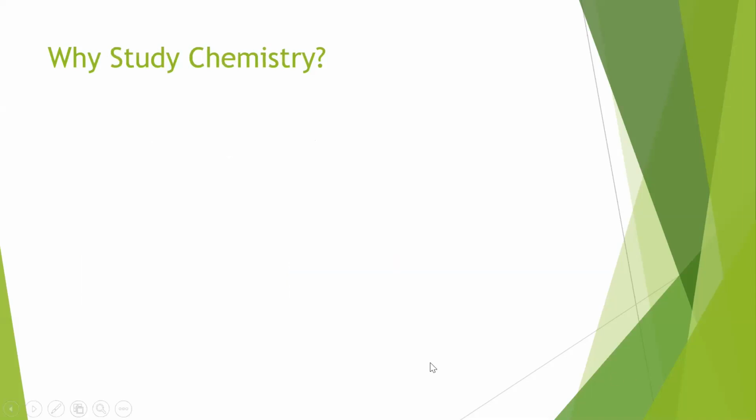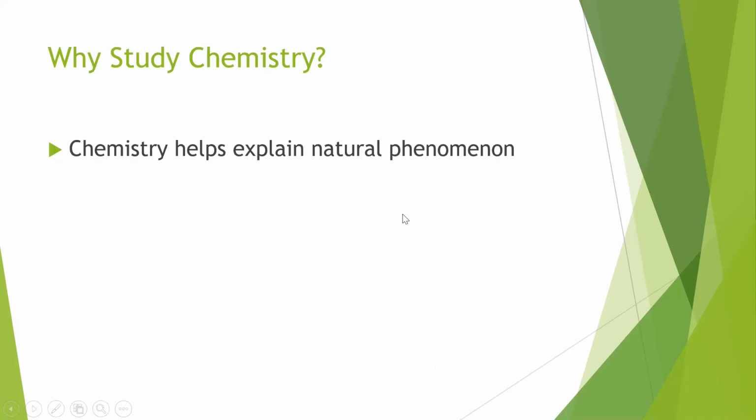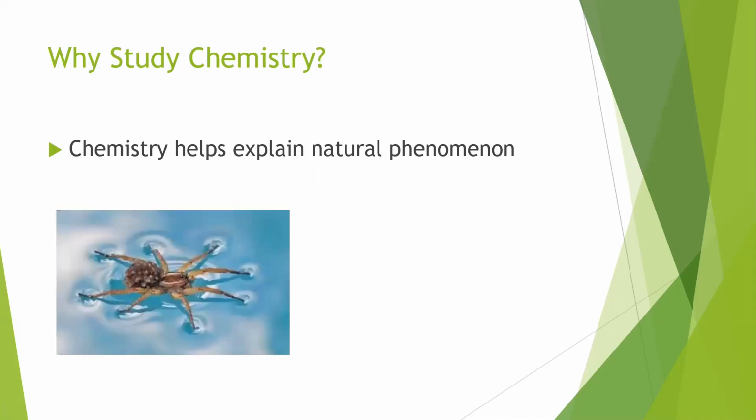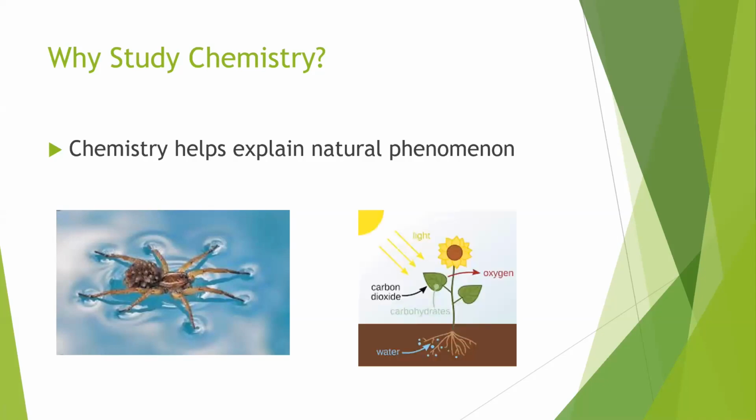Now I'm going to talk about why study chemistry. Chemistry helps explain natural phenomena. One of the interesting things about chemistry to me was how little spiders can walk over water. I always thought it was cool because humans can't walk on water, but the little spiders can. Another thing that I thought was interesting was photosynthesis, how plants can make their own food. It's just an interesting process. Chemistry can help us explain both of these phenomena very well.